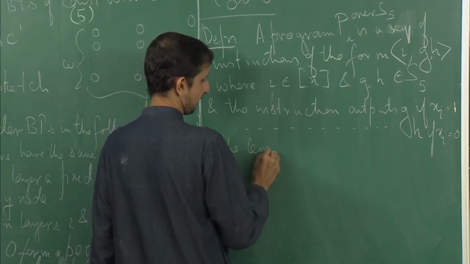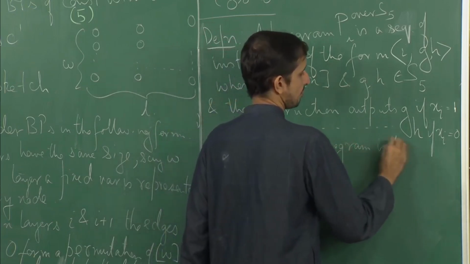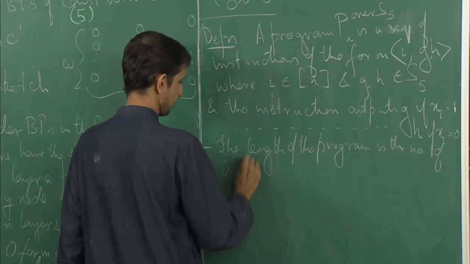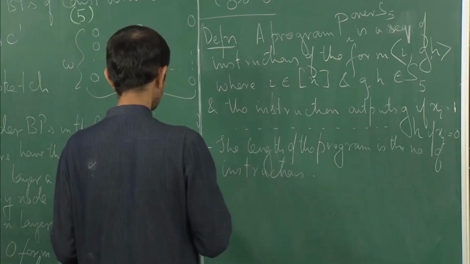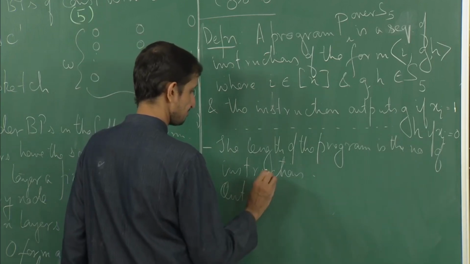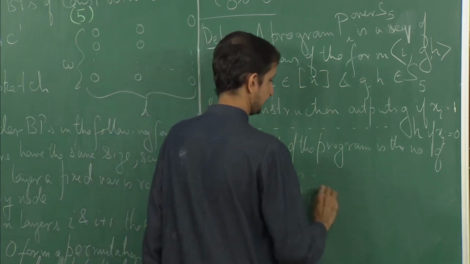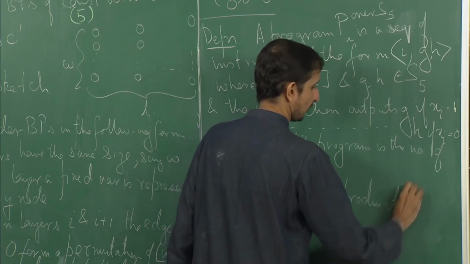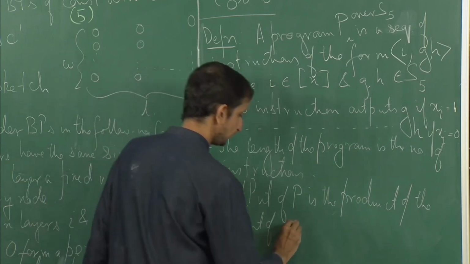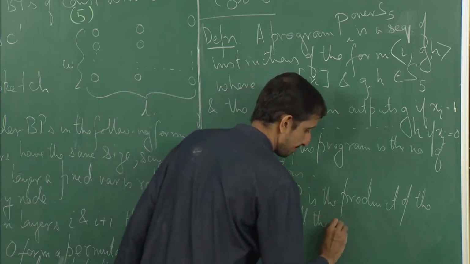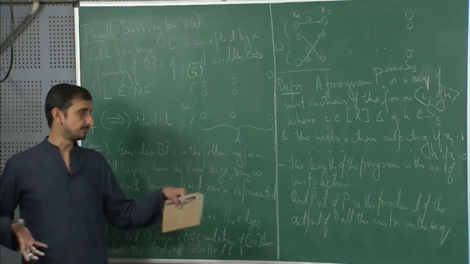Now the length of the program is the number of instructions, and the output of P is the product of the output of all the instructions in the sequence. So, this is why the order is important, because I just compute the product.